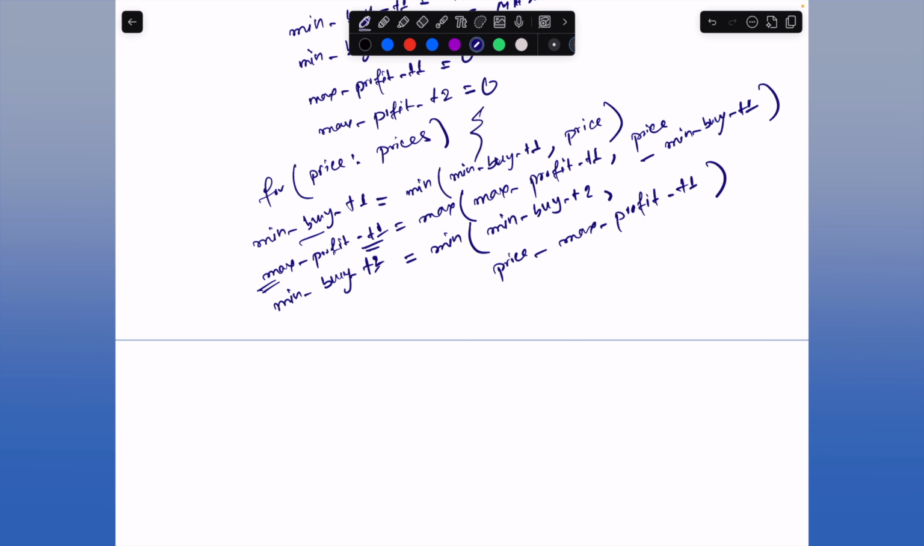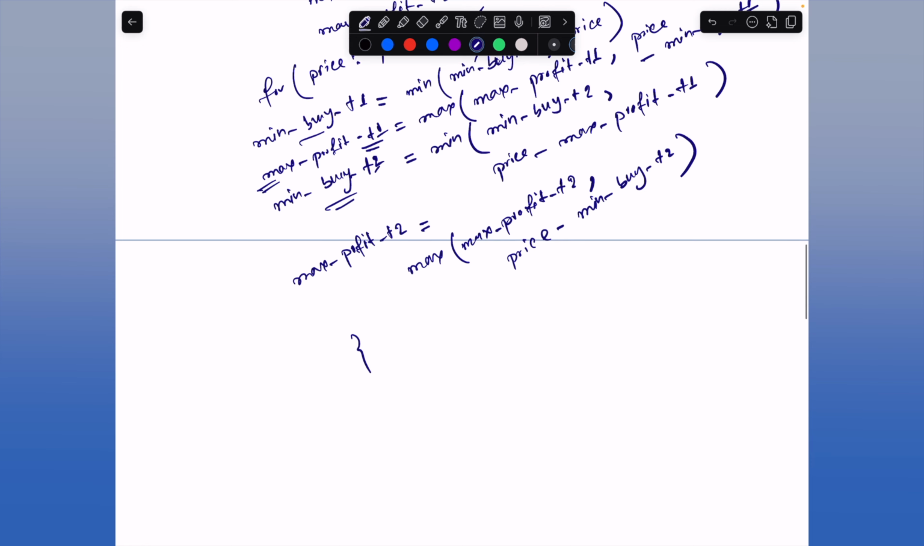Now what will be the profit after transaction 2? Maximum profit T2 is equal to the maximum of maximum profit T2 and the current day price minus the buy price we calculated for transaction 2, so minimum buy T2.